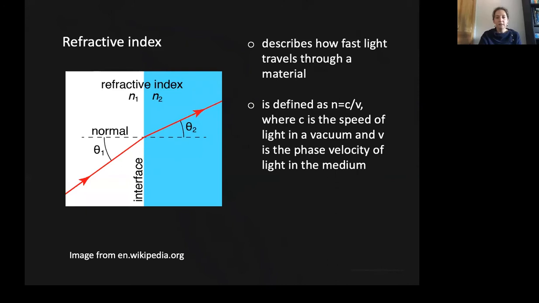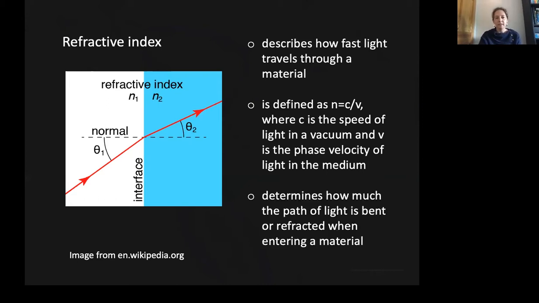Refractive index is defined as N equals C over V, where C is the speed of light in a vacuum and V is the phase velocity of light in the medium. For example, the refractive index of water is approximately 1.33, meaning that light travels 1.33 times as fast in vacuum as in water.